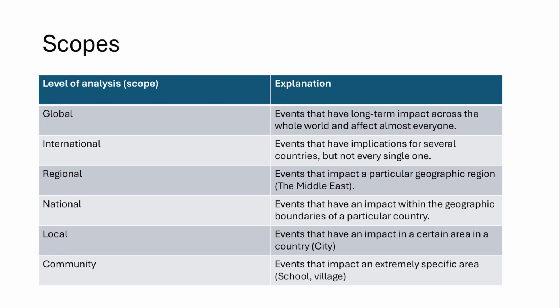So the first level of analysis, which is global, this is the widest one. So global political issues are events that have a long-term impact across the whole world and affect almost everyone. So this could be, for example, climate change, as that affects the world globally. The next one is international, and these are events that have implications for several countries, but not every single one, or else that would be global. The next one is regional, so events that impact a particular geographic region. For example, this could be the Middle East, or it could be a specific continent.